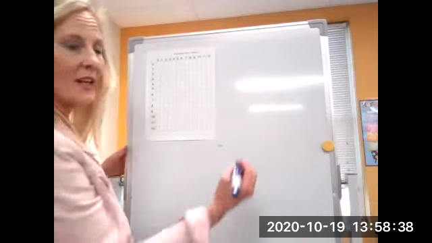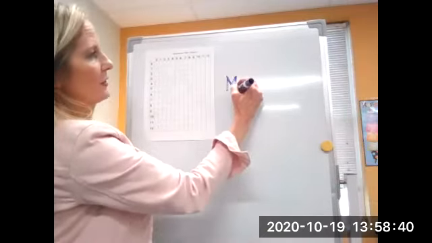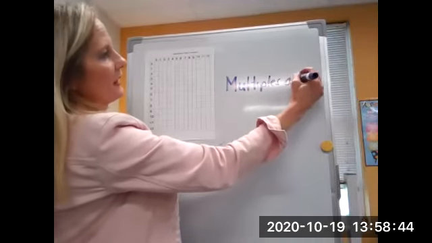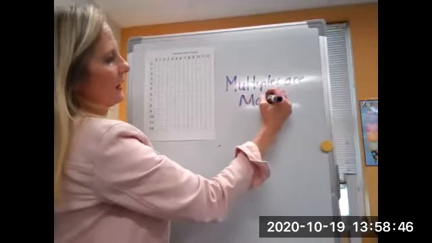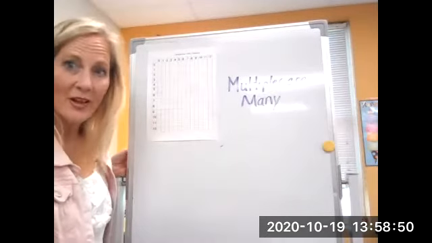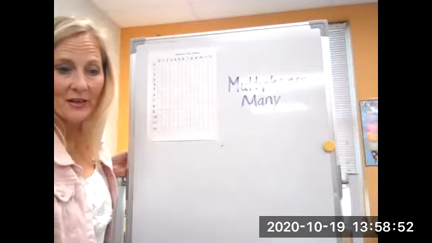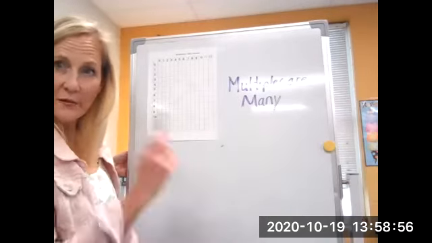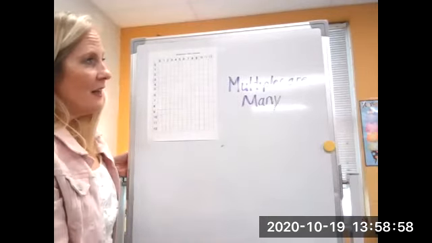So what I want you to think of when you think of multiples are many, which means they go on and on and on. You can multiply any other number by 3 and you will end up with a multiple of 3. So keep that in mind. Multiples are many. That's a good little phrase to put in your brain.